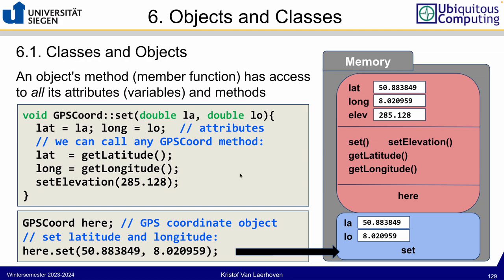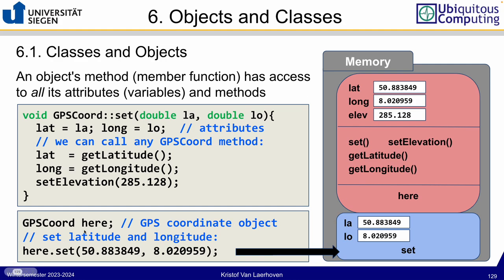So private does not matter if you are a member function or a method of the class itself. For those four functions, set, set elevation, get latitude, and get longitude, those three doubles over here can be accessed. We can set them and get their values, just like normal variables. So that is a possibility. What we can do is call the set methods of the class and provide these two values, and they will be copied into our internal attributes that we normally don't see.